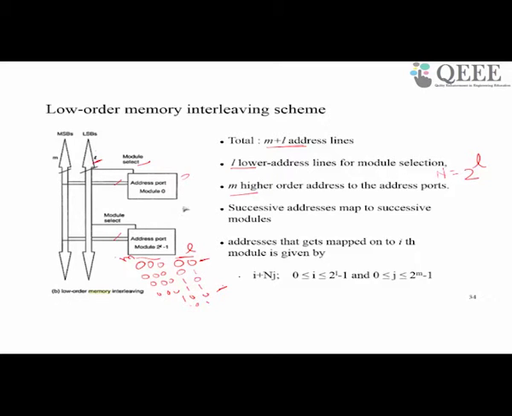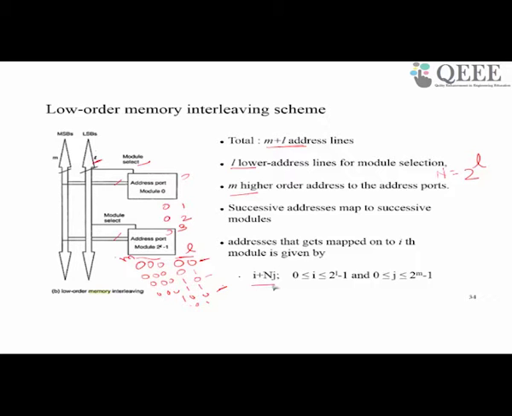The other way of looking at it, address 0 will get mapped onto the 0th location in module 0. Address 1 will get mapped onto the 0th location in module 1. Address 2 will get mapped onto the 0th location in module 2. All of them will be 0th locations. Address 3 will get mapped onto the 0th location in module 3 and then we will go on to module 0 again, and so on. So addresses will get mapped in a cyclic manner, one after another.